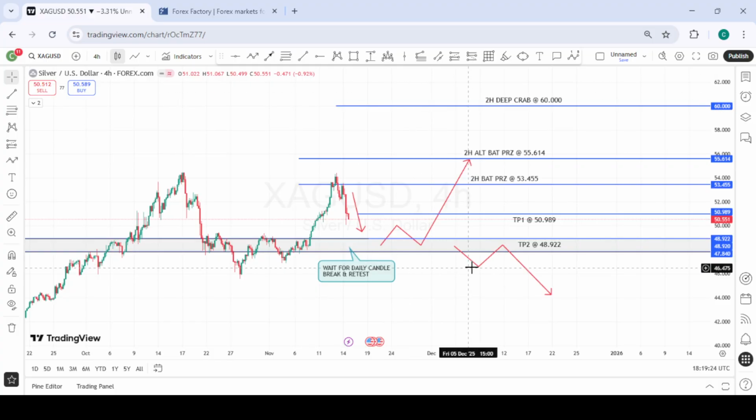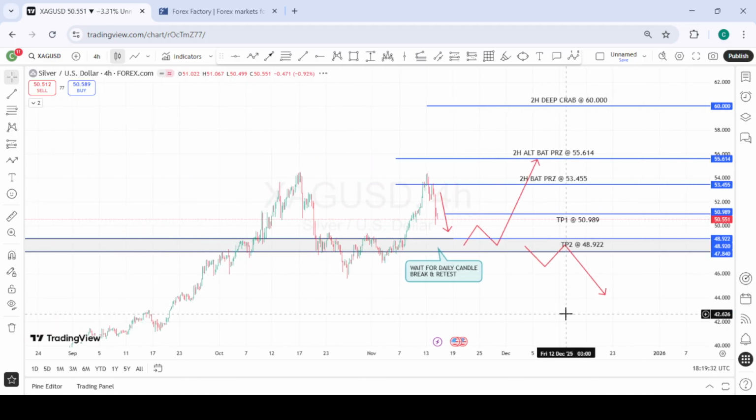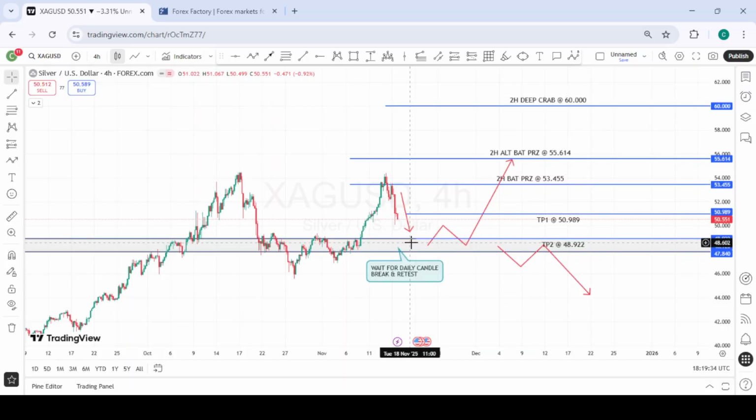But if price breaks this low and clears these lows here, we might continue to see a bearish movement to the downside. But until then, we're just going to wait patiently for price to approach this zone, give us bullish confirmations, and we'll be interested in taking the buys to create this new all-time high at $60 for silver.